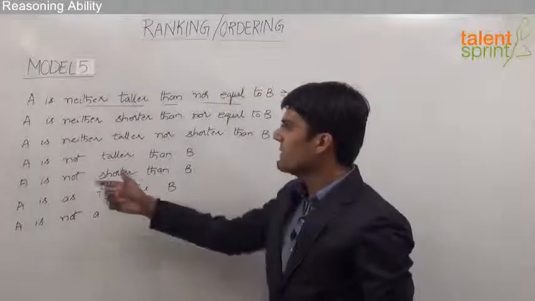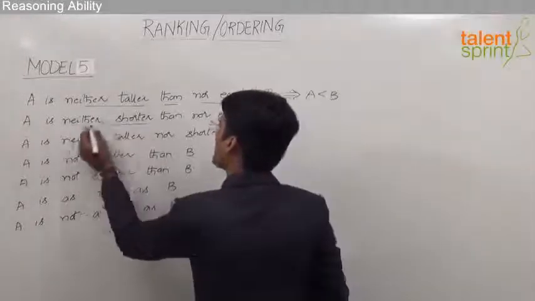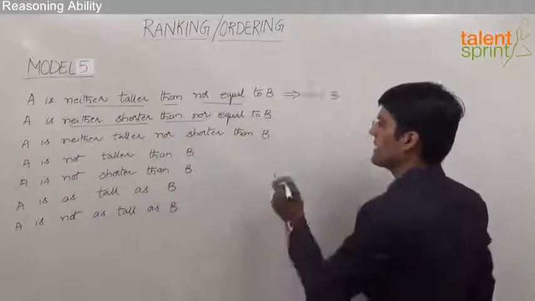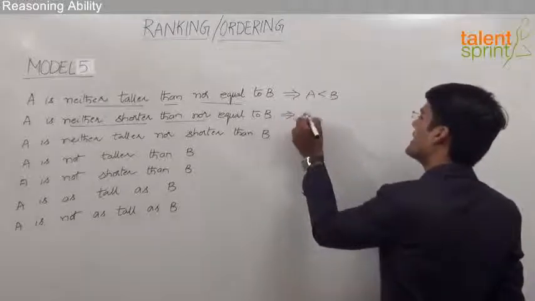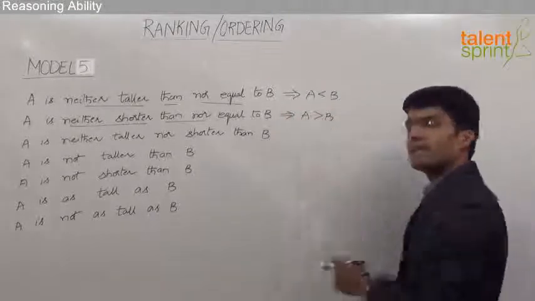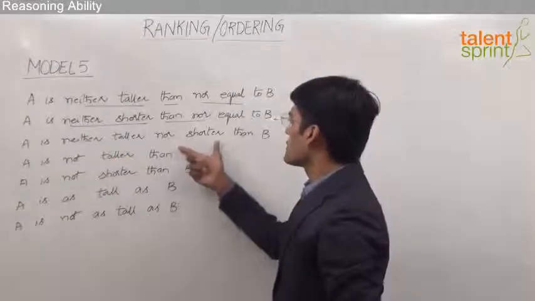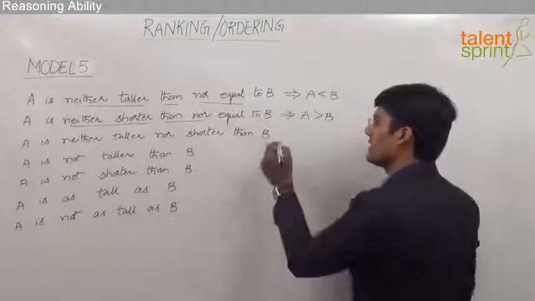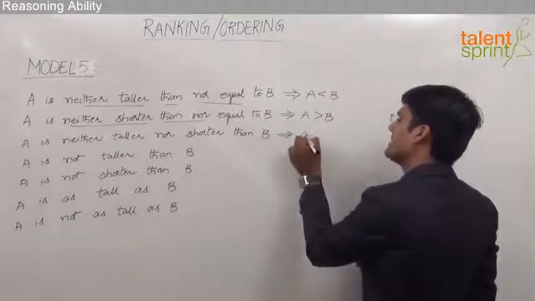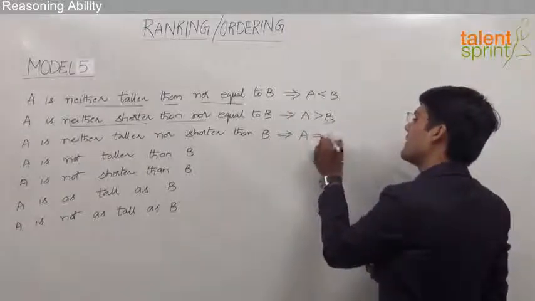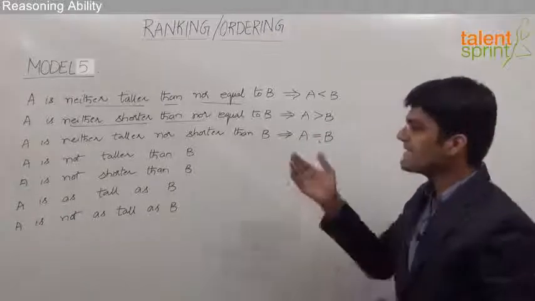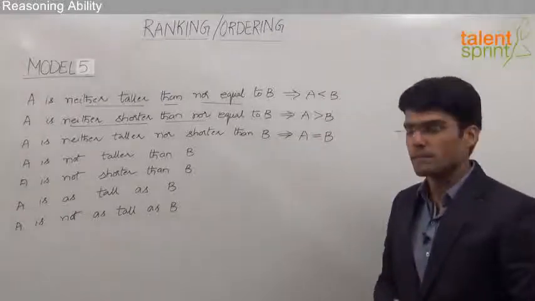Similarly, suppose a given statement is A is neither shorter than nor equal to B. So we can say that A is taller than B, or A is greater than B. A is neither taller nor shorter than B. From this we can understand that A is as tall as B, or A is equal to B, because A is neither taller nor shorter than B.